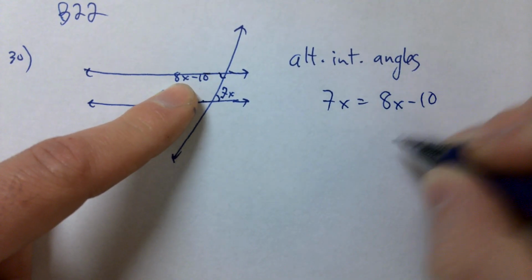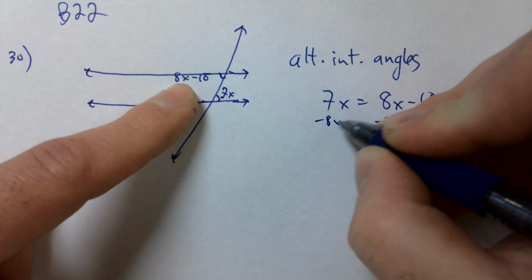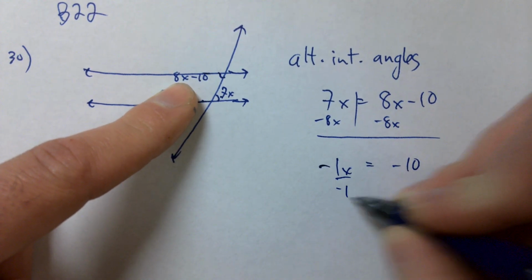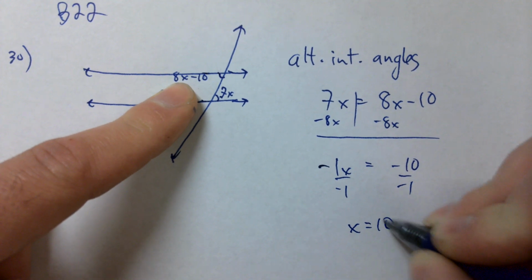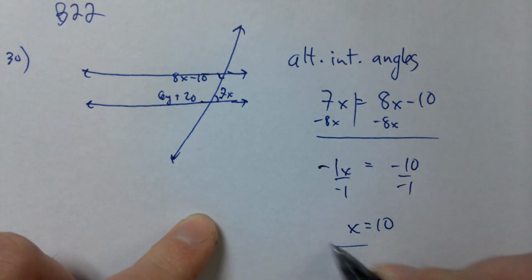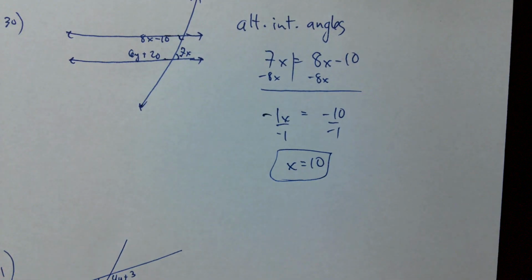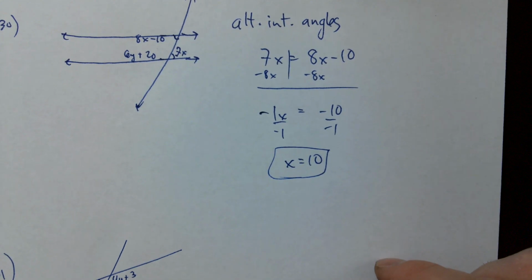7x equals 8x minus 10. I'll subtract 8x, get negative 1x equals negative 10, and divide by negative 1 to get x equals 10. Am I done? Can I move on to 31 now? No, because what do I have to find next? I got to find y.